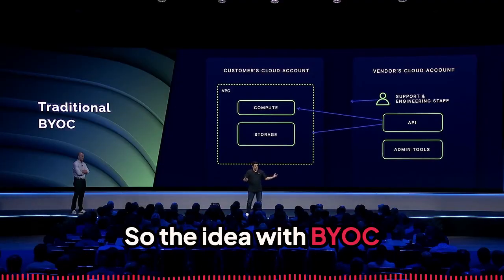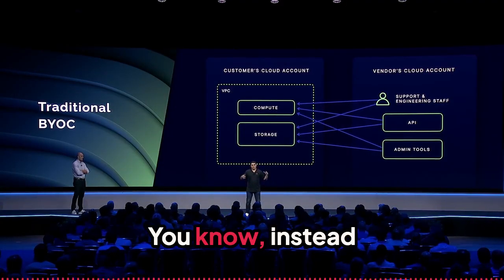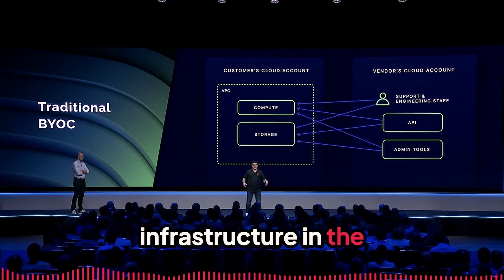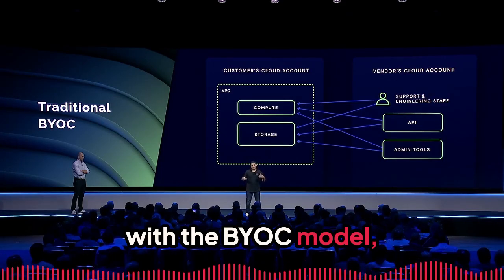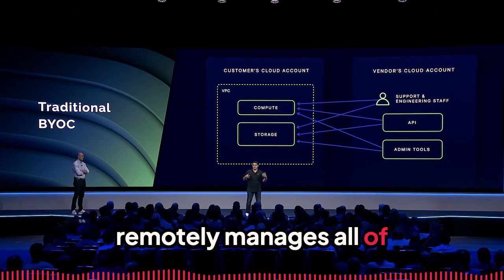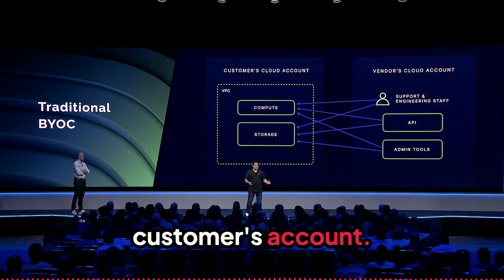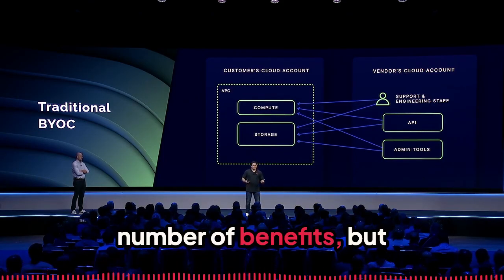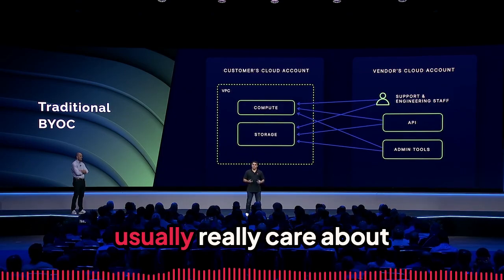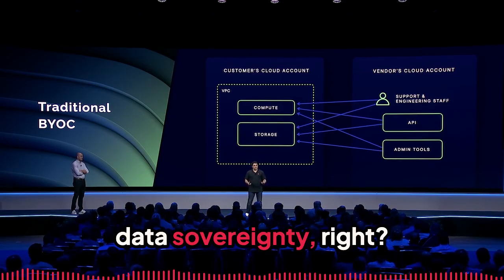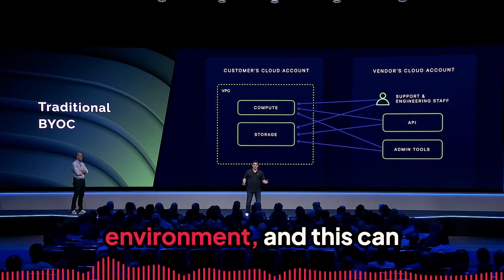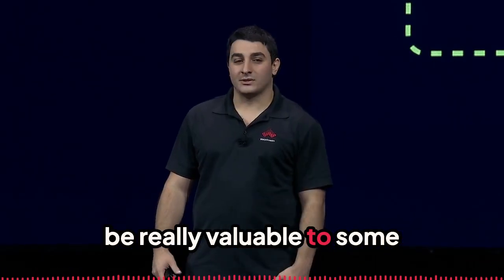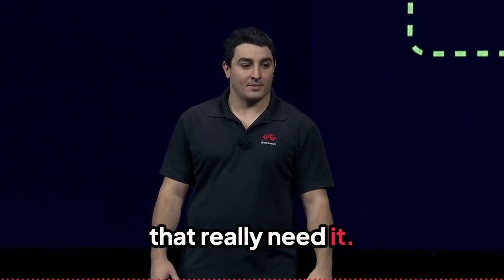So the idea with BYOC is pretty simple, right? Instead of running all of the infrastructure in the vendor's cloud account and exposing a secure endpoint to customers, with the BYOC model, the vendor deploys and remotely manages all of the infrastructure in the customer's account. This approach has a number of benefits, but the big one that people usually really care about is something called data sovereignty, right? All the data stays in the customer's account, none of it ever leaves their environment, and this can be really valuable to some customers and workloads that really need it.